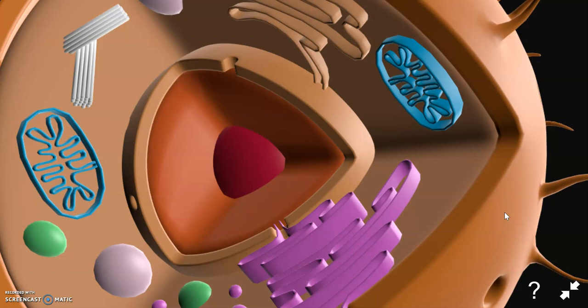What we call that in science is S-E-M-I, semi-permeable. So semi means like ish, right? Kind of. Permeable means to let through. So the cell membrane is semi-permeable. Only lets through certain things. Okay, so that is our cell membrane.